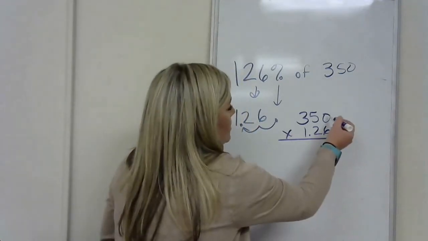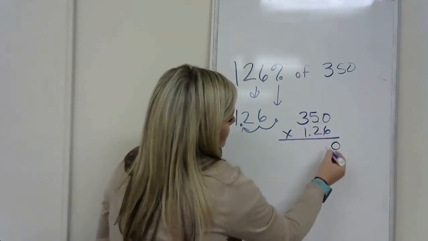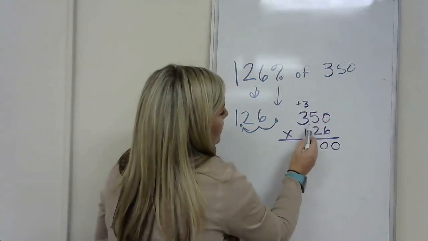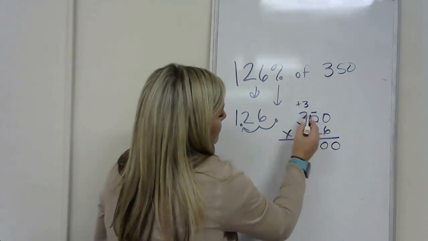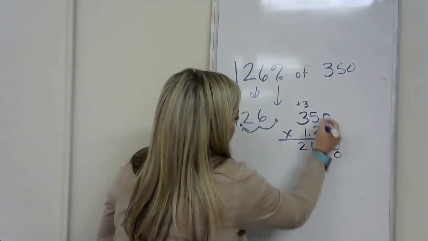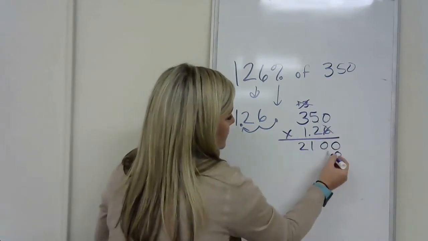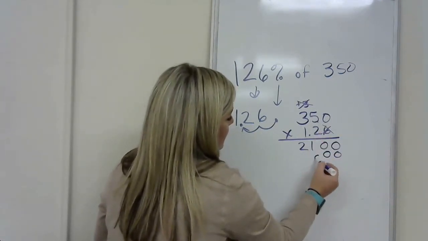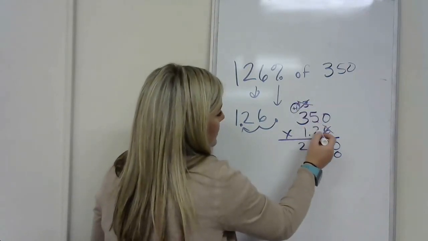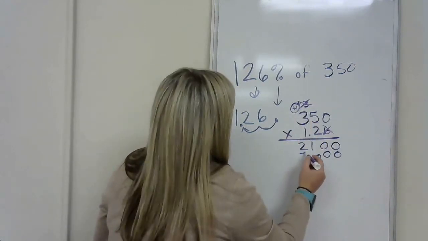All right, so 0 times 6 is 0. 5 times 6 is 30. The 0 can stay. The 3 gots to go. 3 times 6 is 18. 18 plus 3, 19, 20, 21. Okay, I've already used that. Now, 0 times 2 is 0. 5 times 2 is 10. The 0 can stay. The 1 gots to go. 3 times 2 is 6. And 6 plus 1 is 7.